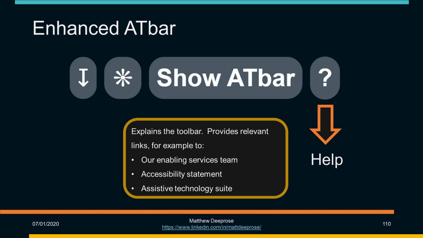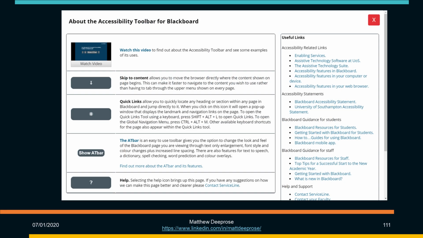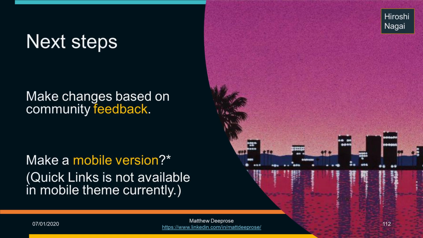And the help section then explains what these extra icons are, and I've used it not only to explain the enhanced AT bar, but also to provide links to accessibility related information, like links to our enabling services team, links to what assistive technology our students can download, like the JAWS screen reader and so on, and links to how they can access our assistive technology suite. And once I've uploaded that to the community site, I look forward to hear any feedback.